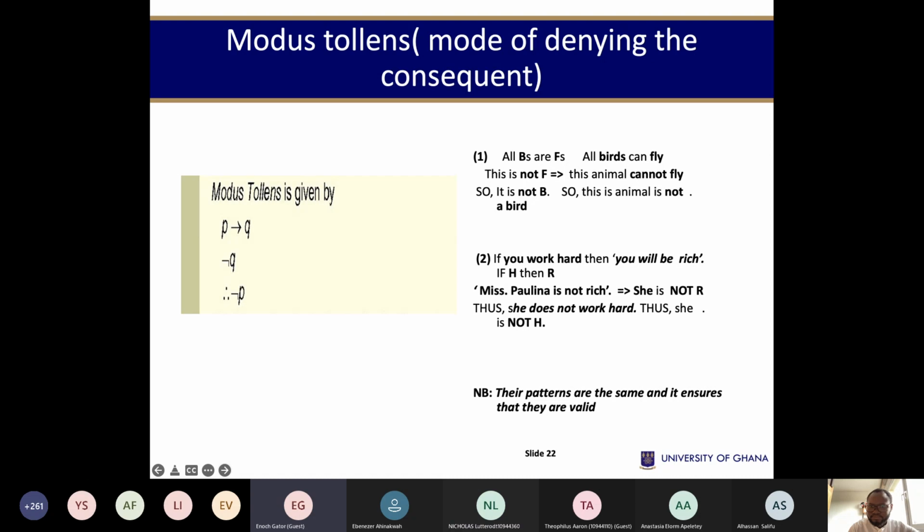Enoch, your microphone is on. Enoch, mute yourself. Oh, it's Nicholas. So if you can hear me, check if your microphone is on and mute yourself. That is if you want to be part of us. If you don't want to be part of us, you can just leave. Then we can have our meeting.